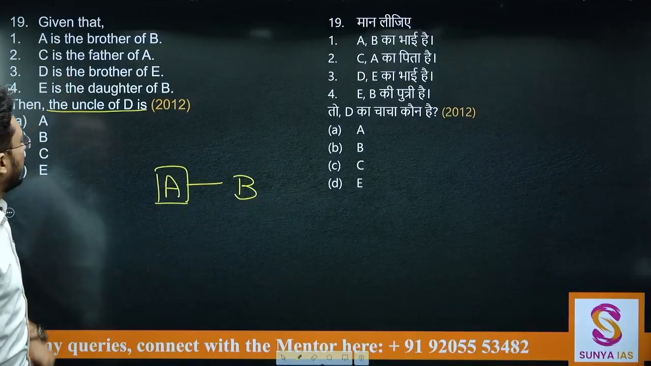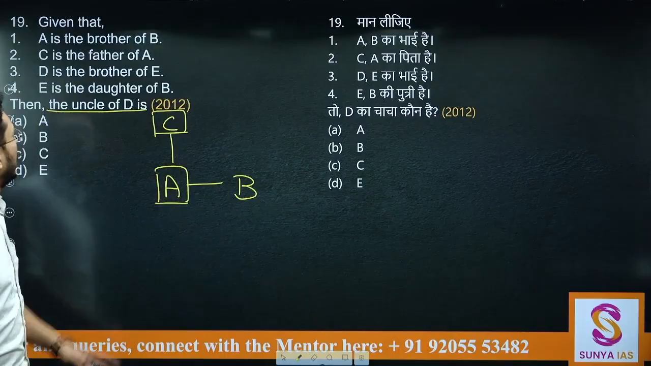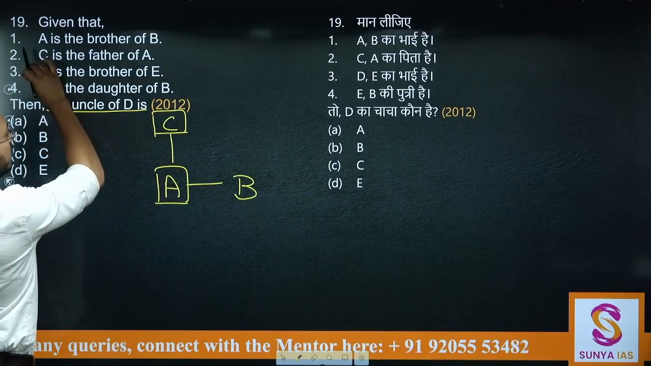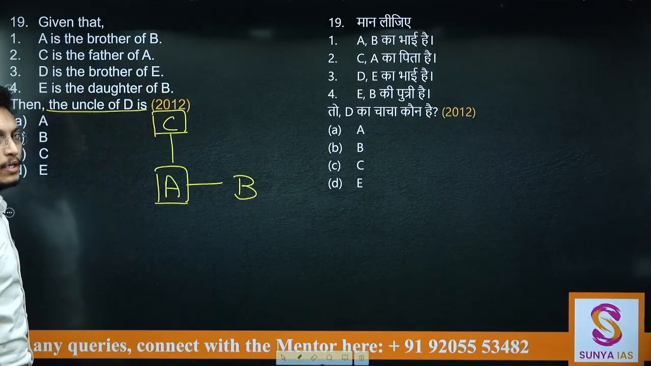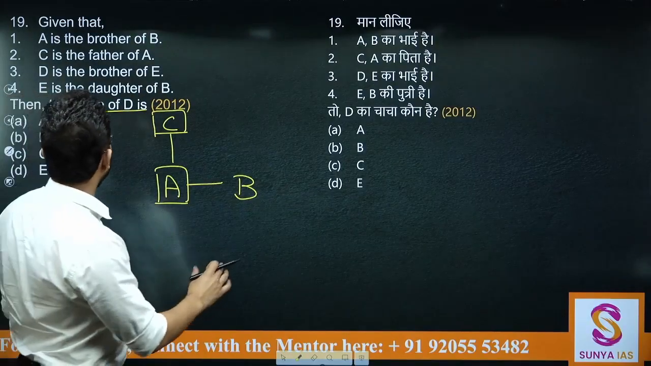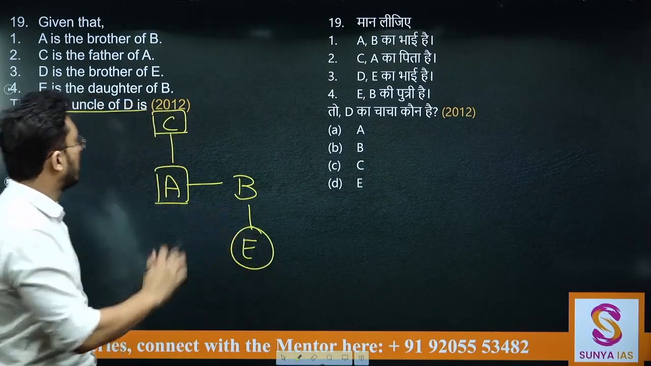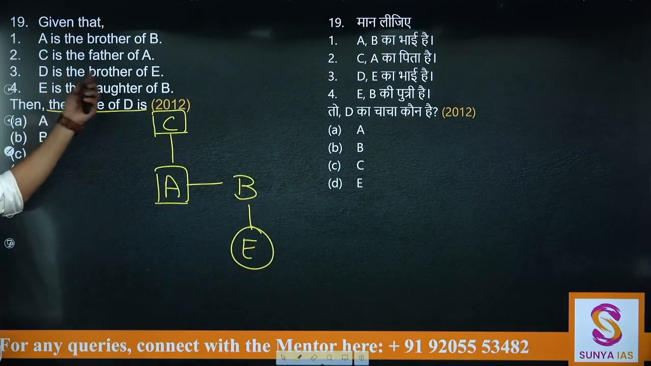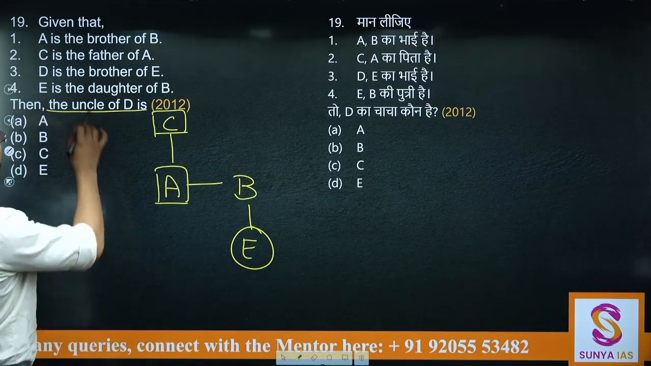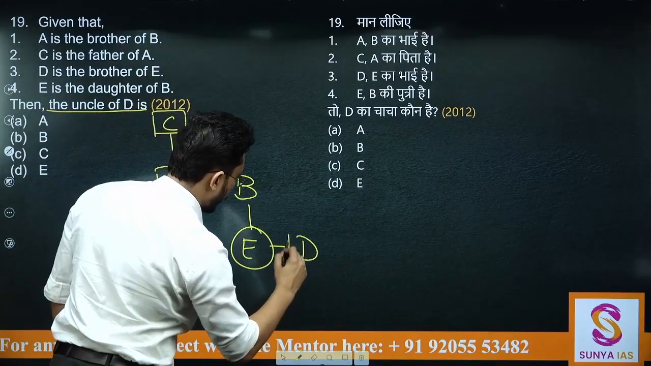C is the father of A. D is the brother of E. So right now we don't know where to fit D and E. Let's read the last statement first. So E is the daughter of B. E is the daughter of B, and D is the brother of E. So D is the brother of E.